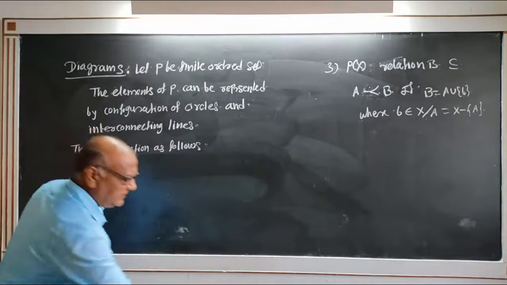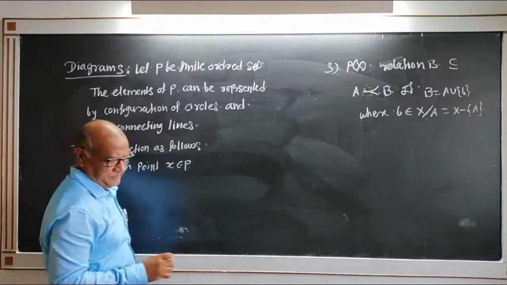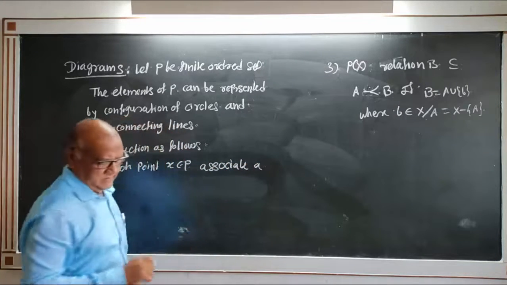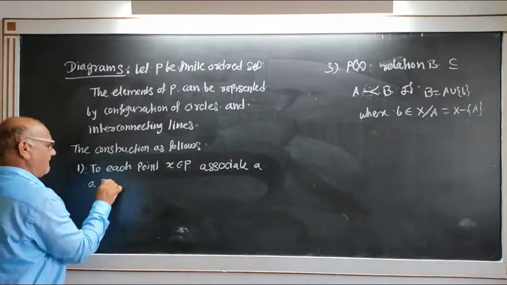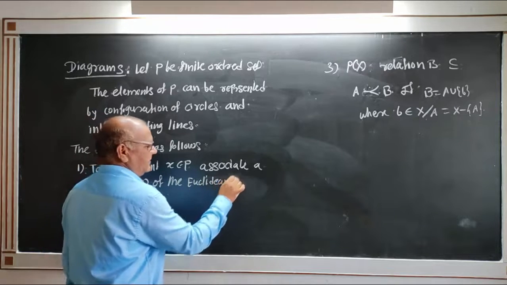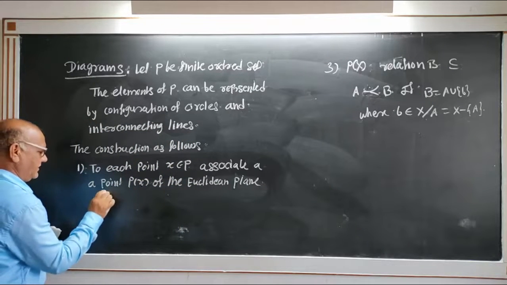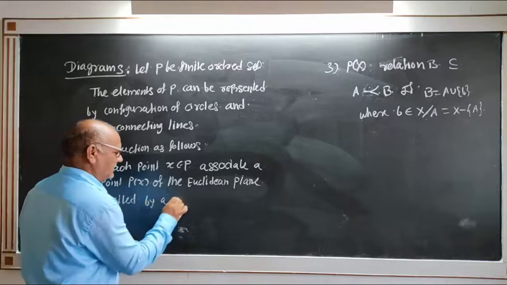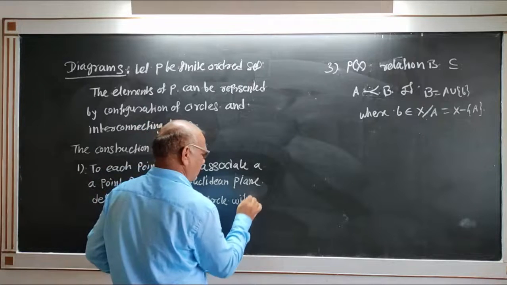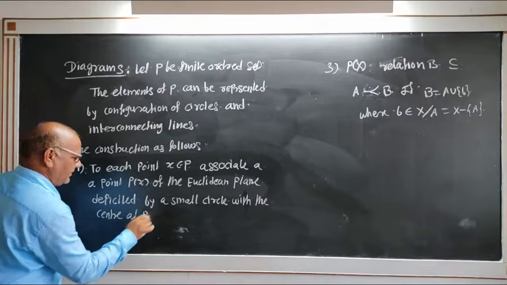First, to each point x belonging to P, associate a point p(x) of the Euclidean plane, depicted by a small circle with the center at p(x).